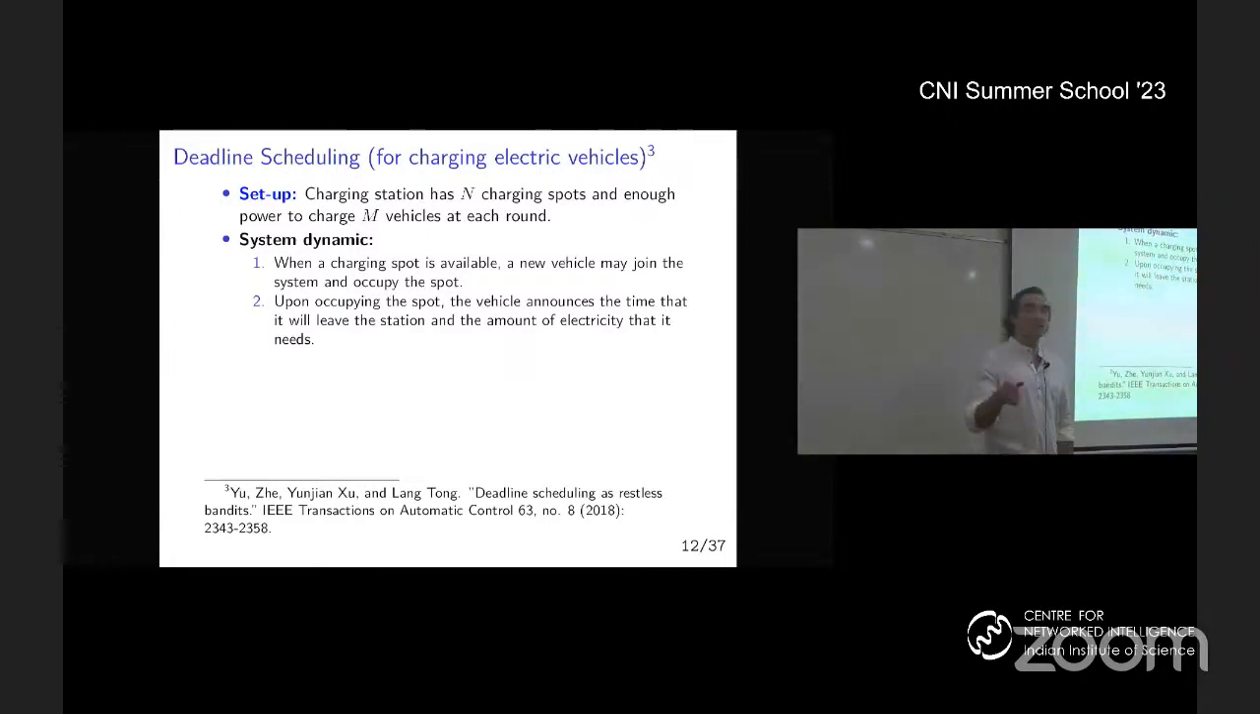This is just discrete time. So we do everything in discrete time. So, okay, in this model, nobody can come if there is no empty spot.